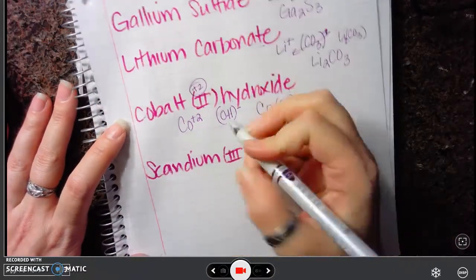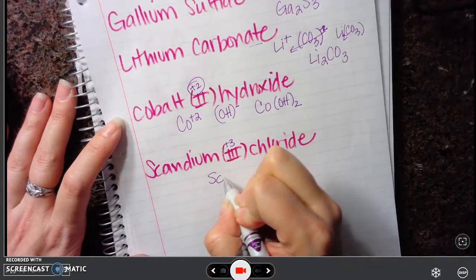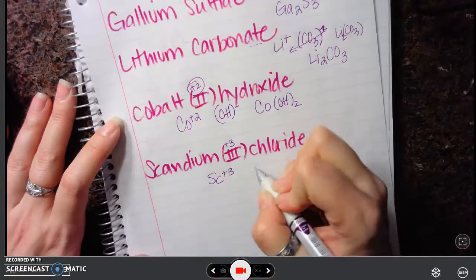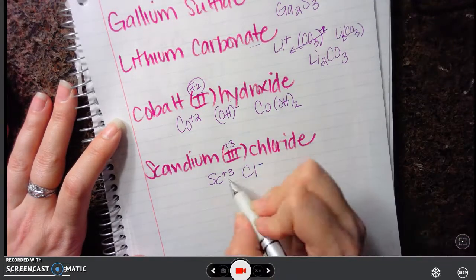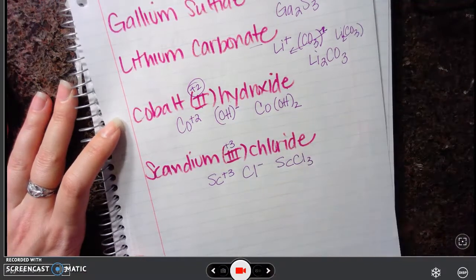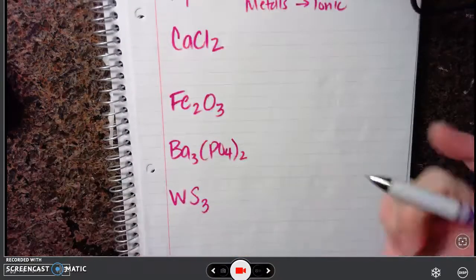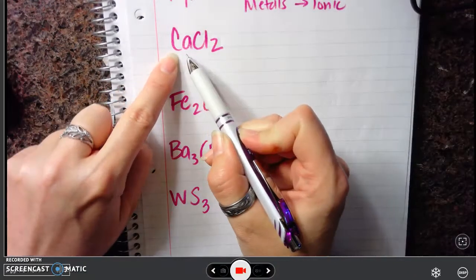Again, this 3 right here tells me that scandium has a +3 charge. So we have Sc +3. We have chloride, which is chlorine, with a -1. So we're going to swap and drop there, and you end up with ScCl3. Now if you have the formula and I want you to write the name, look at the first element.